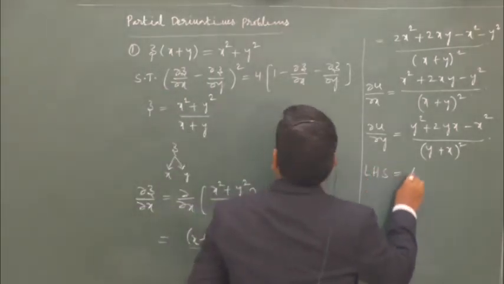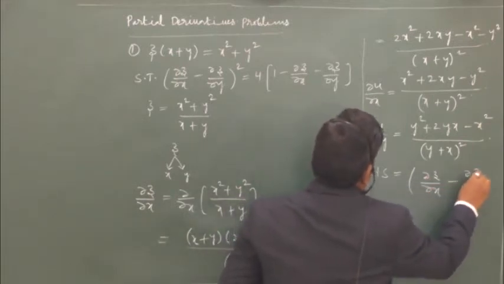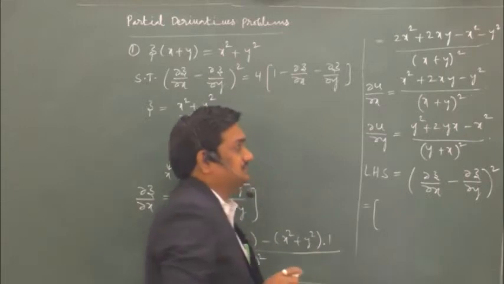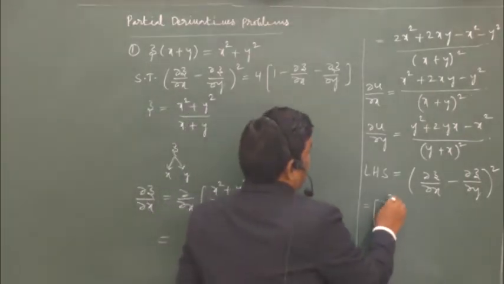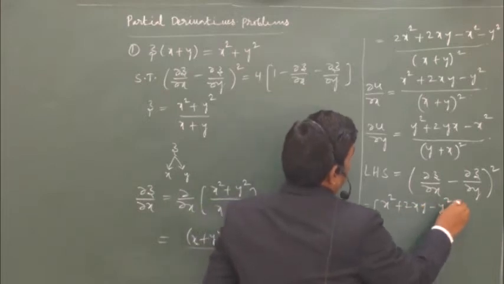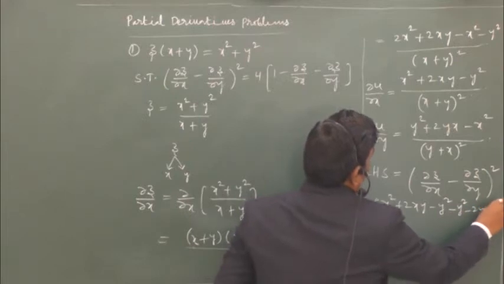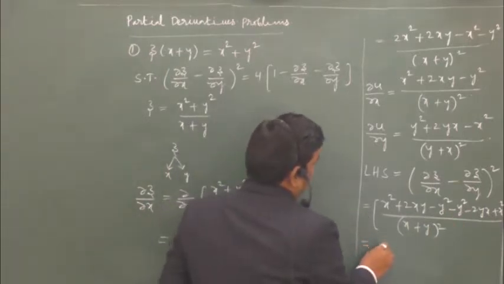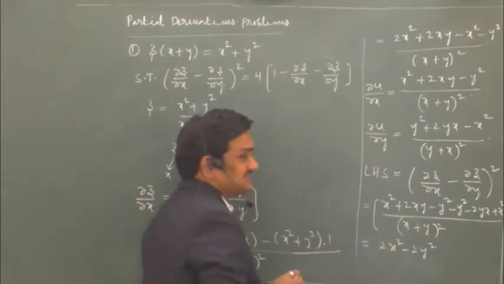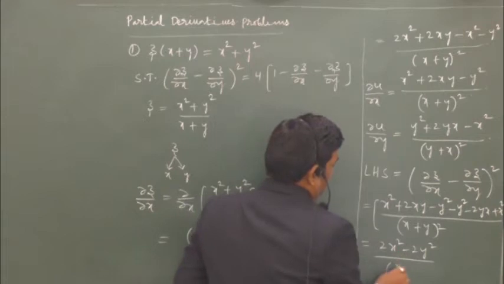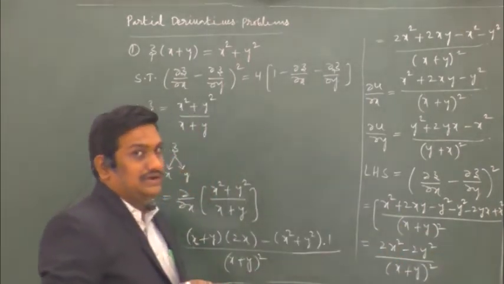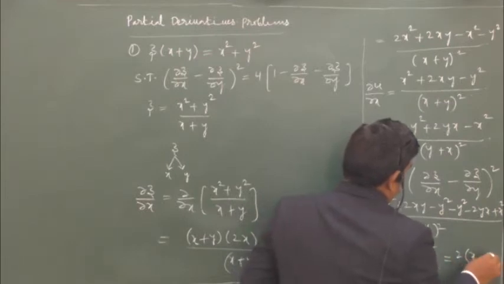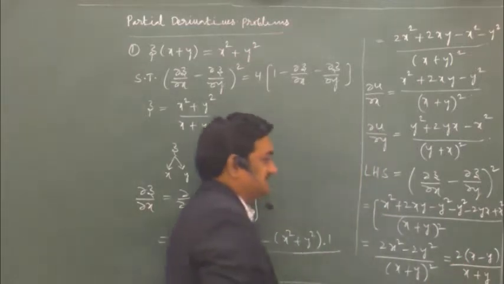So LHS is equal to (∂z/∂x minus ∂z/∂y) whole square. So this is equal to (x square plus 2xy minus y square minus 2yx plus x square) by (x plus y) whole square. And it will be 2x square minus 2y square. It is (2x square minus 2y square) by (x plus y) whole square. Now you can take 2 common, and the final answer is 2 into (x minus y) by (x plus y). It is 2 into (x minus y) by (x plus y).